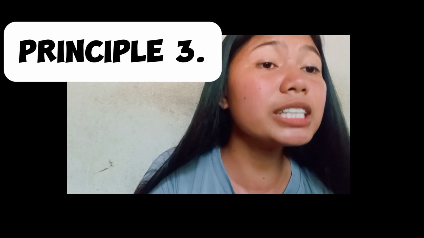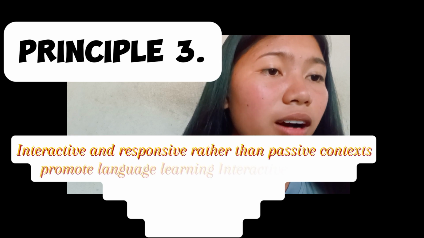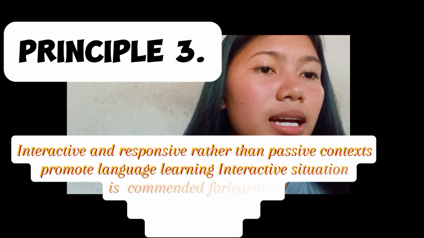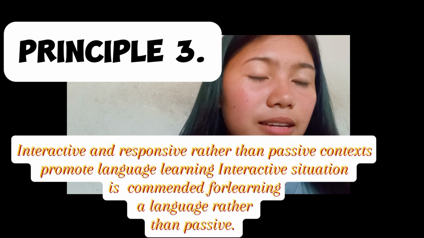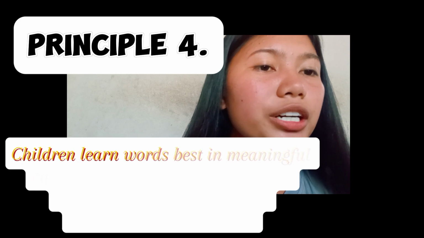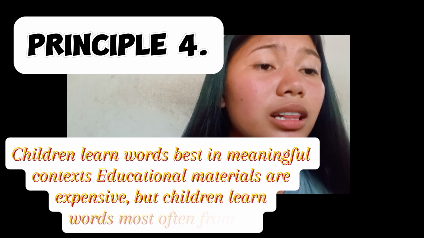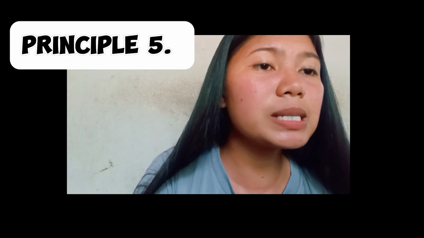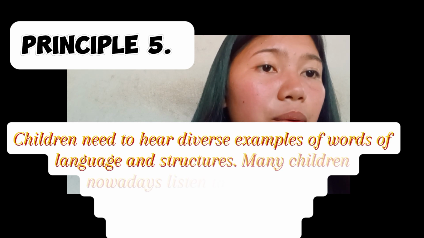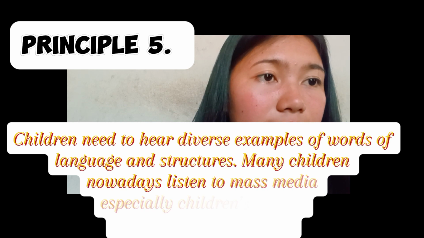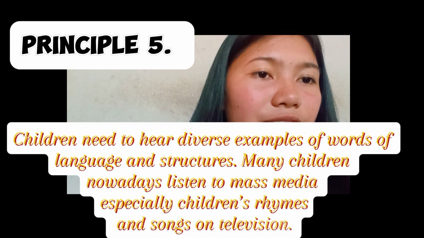Principle 3. Interactive and responsive, rather than passive, contexts promote language learning. Interactive situations are recommended for learning a language rather than passive ones. Principle 4. Children learn words best in meaningful contexts. Educational materials are expensive, but children learn words most often from them. Principle 5. Children need to hear diverse examples of words of language and structures. Many children nowadays listen to mass media, especially children's rhymes and songs on television.